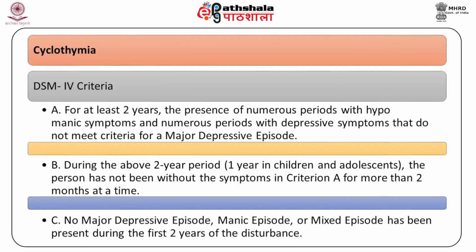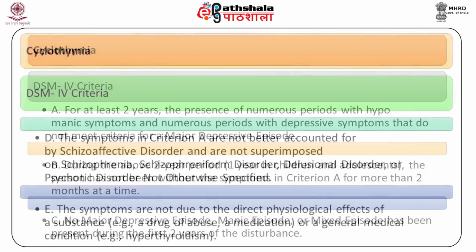C. No major depressive episode, manic episode or mixed episode has been present during the first 2 years of the disturbance. Note: after the initial 2 years, in children and adolescents it is 1 year. For cyclothymic disorder, there may be a superimposed manic or mixed episode, in which case both bipolar 1 disorder and cyclothymic disorder may be diagnosed, or a major depressive episode, in which case both bipolar 2 disorder and cyclothymic disorder may be diagnosed. D.